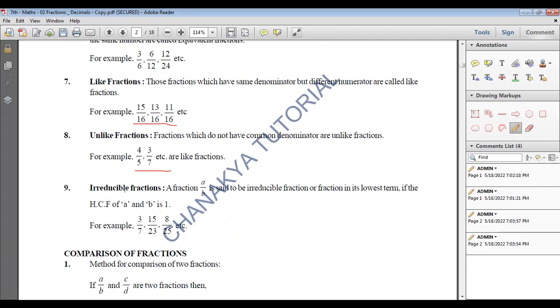Irreducible fraction. An irreducible fraction means a standard form. Very, very important. Reducible means you can reduce it to the lowest form; irreducible is the opposite. An irreducible fraction means a by b where the HCF of a and b is 1. Or else you can easily say that a and b are co-primes. Co-primes means the HCF should be 1. Such fractions are irreducible fractions. Very, very important, children. These are the different things we discussed.